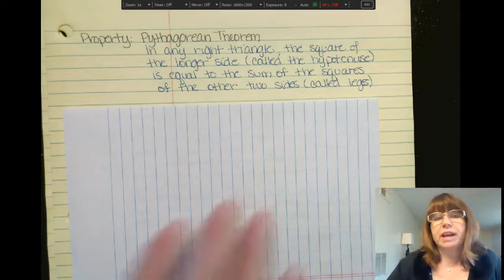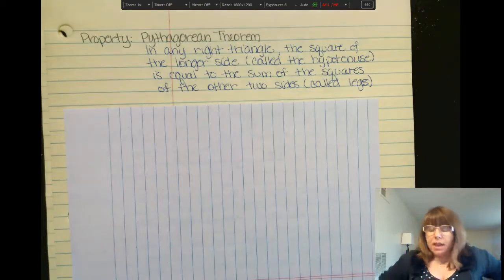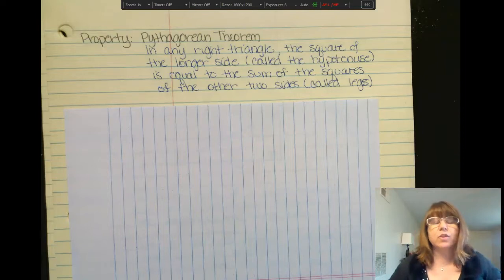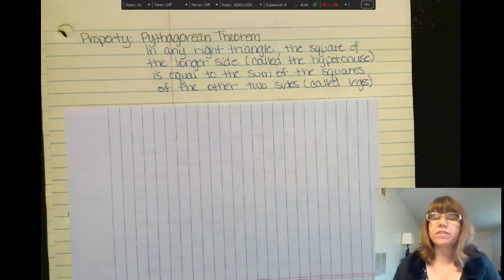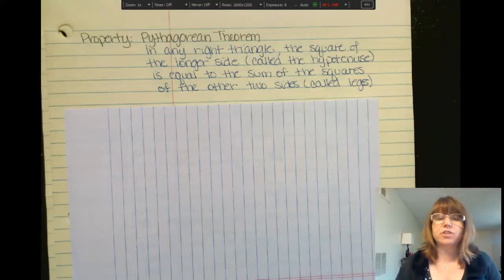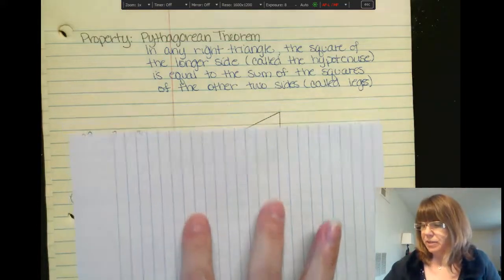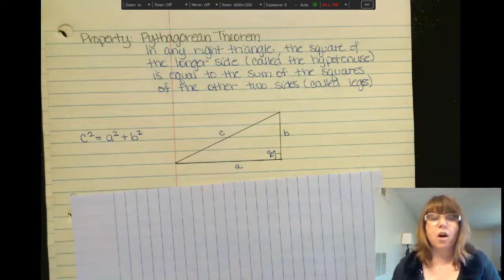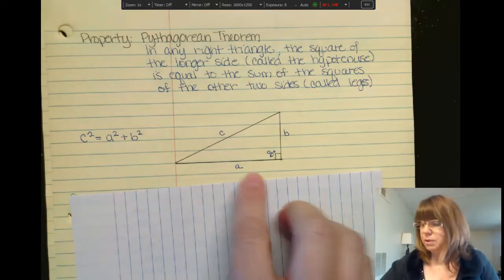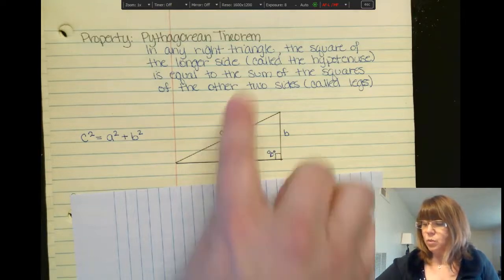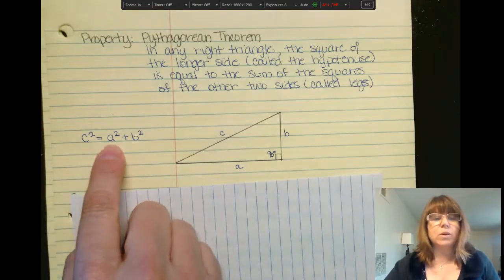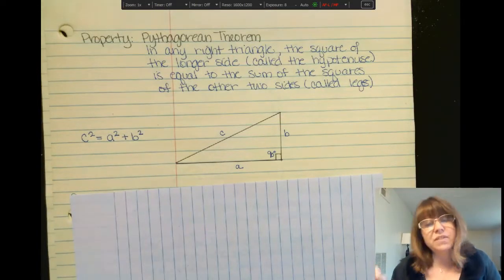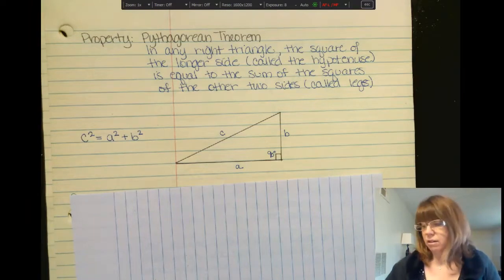We have a new property at our disposal. It's called the Pythagorean Theorem. It's specifically for any right triangle, which means that one angle is 90 degrees. The square of the longer side, which is called the hypotenuse, is equal to the sum of the squares of the other two sides, and we call those legs. So for example, if our triangle was labeled A, B, and C, then the Pythagorean theorem states that C squared equals A squared plus B squared. But this is very particular to a right triangle.